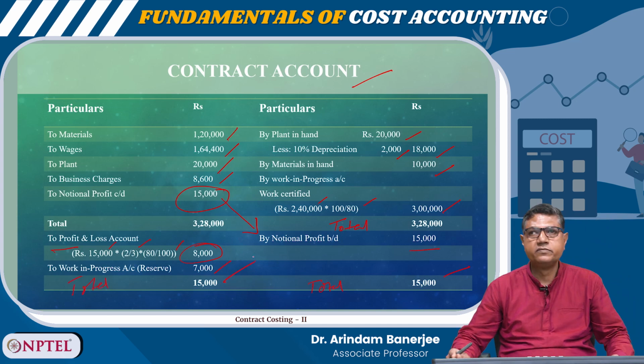Now, for computation of notional profit, the value of work certified is 2,10,000, less cost of work certified 1,80,000. So, your notional profit is 30,000. Fine. So, this is the working note.